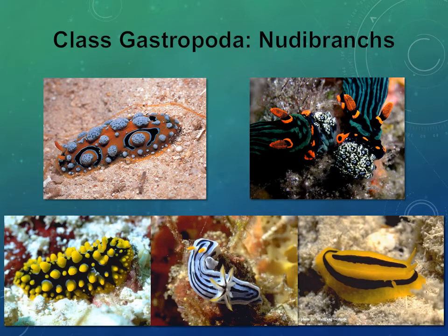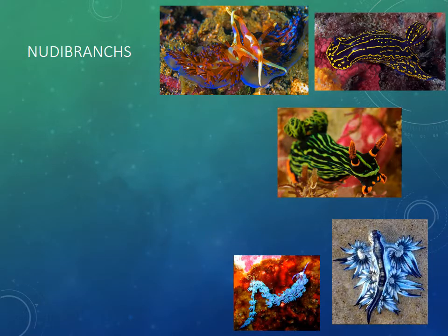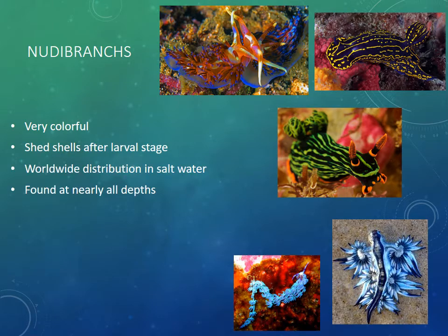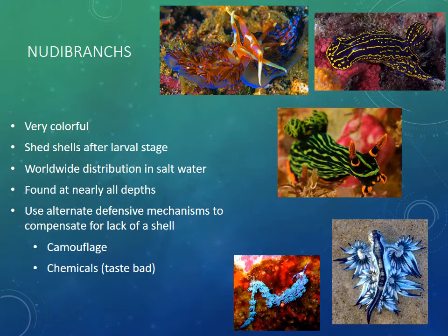Here's some nudibranchs. So these are some more types of gastropods. They're very colorful, very pretty. Unusual looking forms of marine life. So here's some more little blurbs about them. Very colorful. They do not have shells. Found in salt water all around.